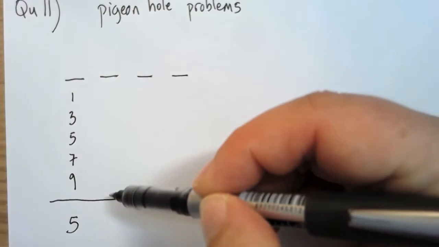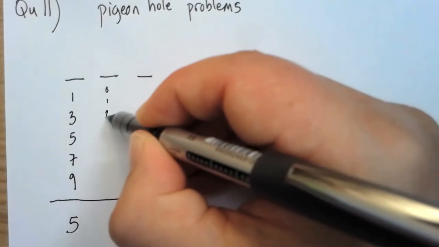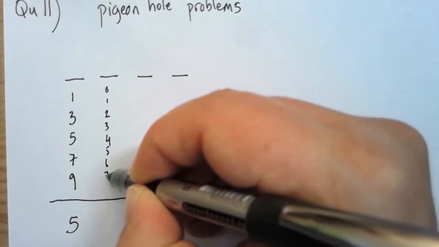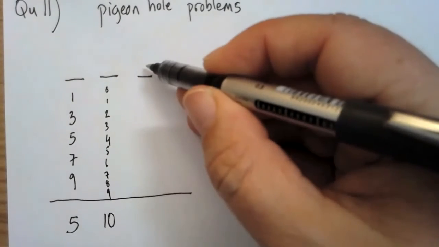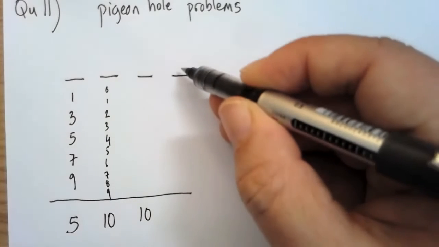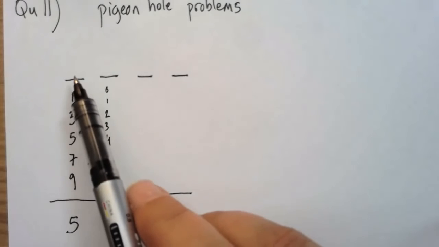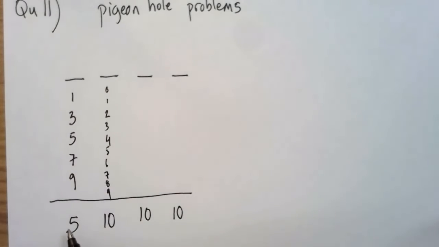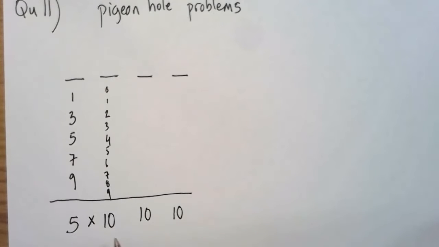Because we can have any digit at all for the second, we can have 0, 1, 2, 3, 4, 5, 6, 7, 8, or 9. We actually have 10 possibilities here. The same for this one because there's no restriction, and the same for this one, there's no restriction as well. So the total number of combinations is 5 ways of putting it here, and we multiply it by the 10 ways we've got here, the 10 ways we've got here, and the 10 ways we've got here.